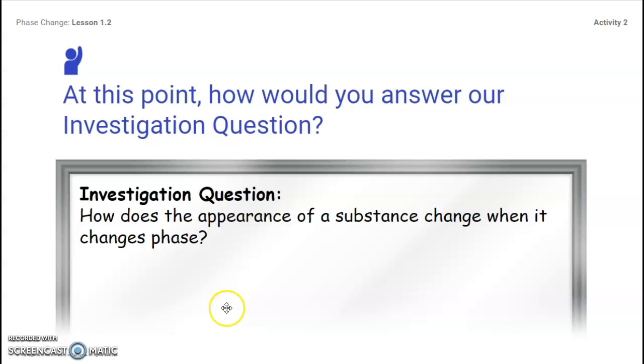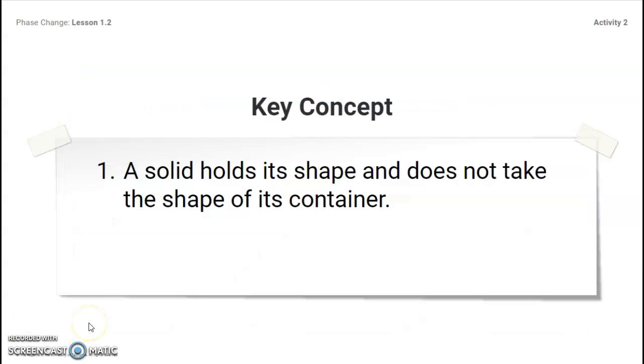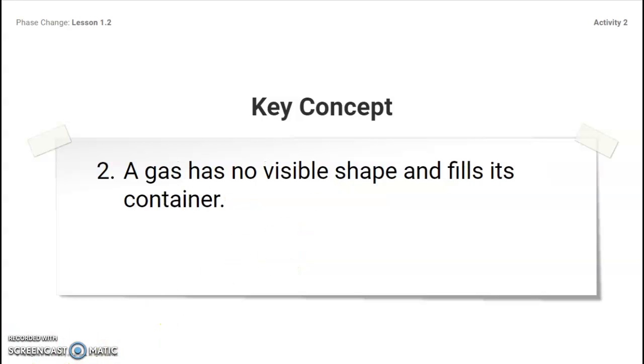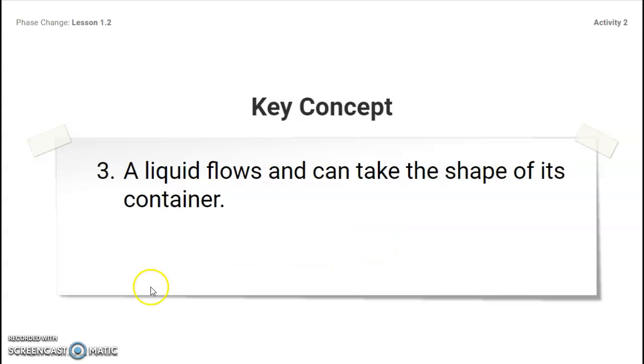Okay, so at this point, you should be able to answer the investigation question: how does the appearance of a substance change when it changes phase? Remember, we have a couple of key concepts. A solid holds its shape and does not take the shape of its container. We also have found that a gas has no visible shape and it fills its container. And we know that a liquid flows and can take the shape of its container.